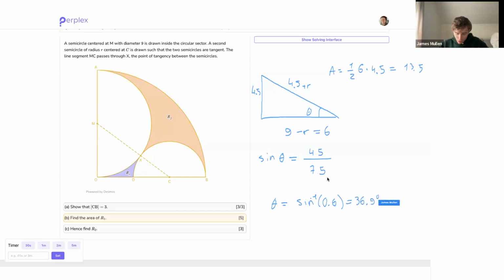36.9 degrees. All right, and that allows me to find this angle because that's a right angle. So the other angle, let's call that alpha. Alpha is going to be 90 degrees minus theta, which is just going to be 53.1 degrees. Okay, so that is very helpful.